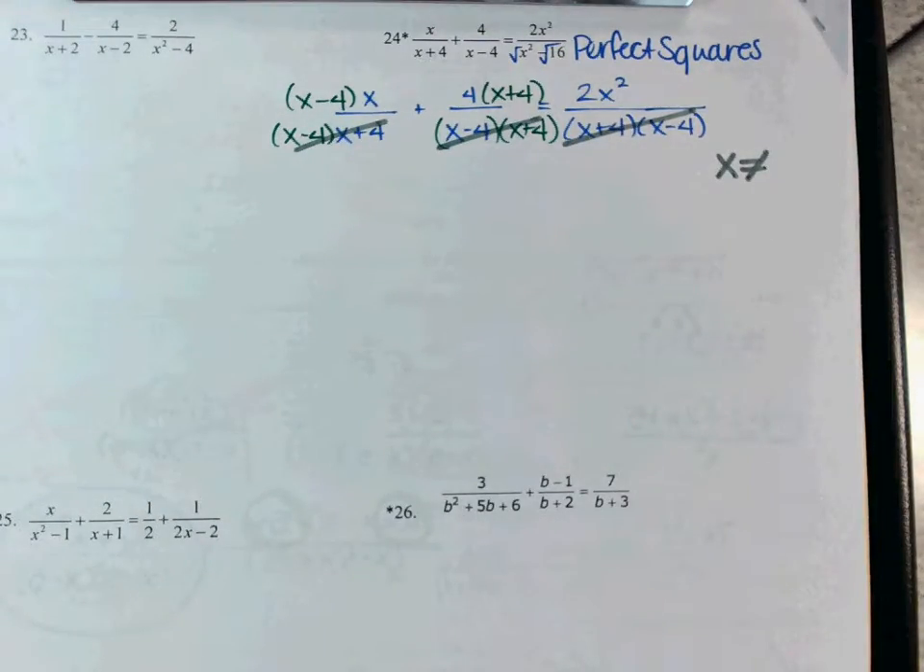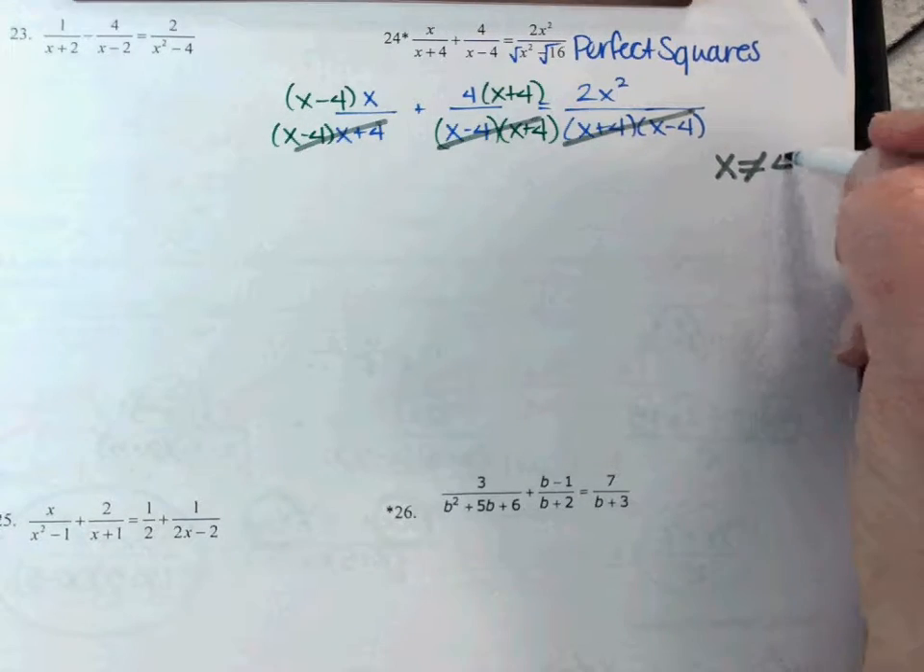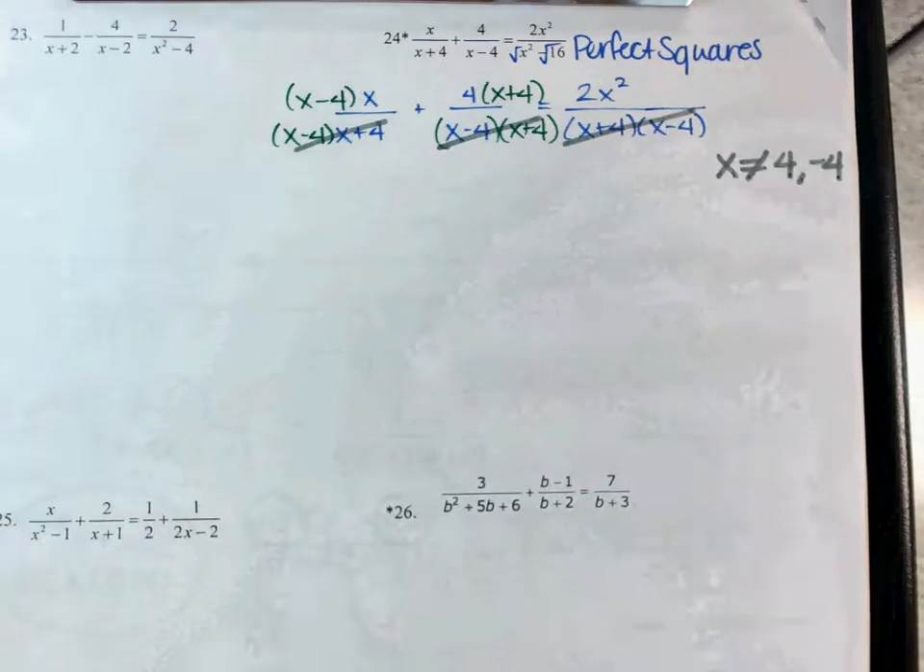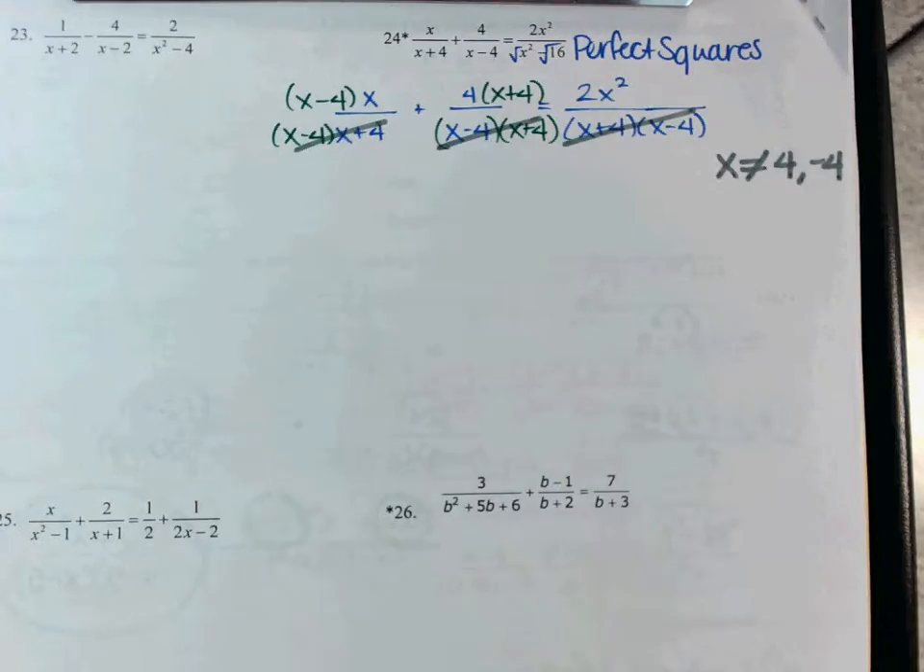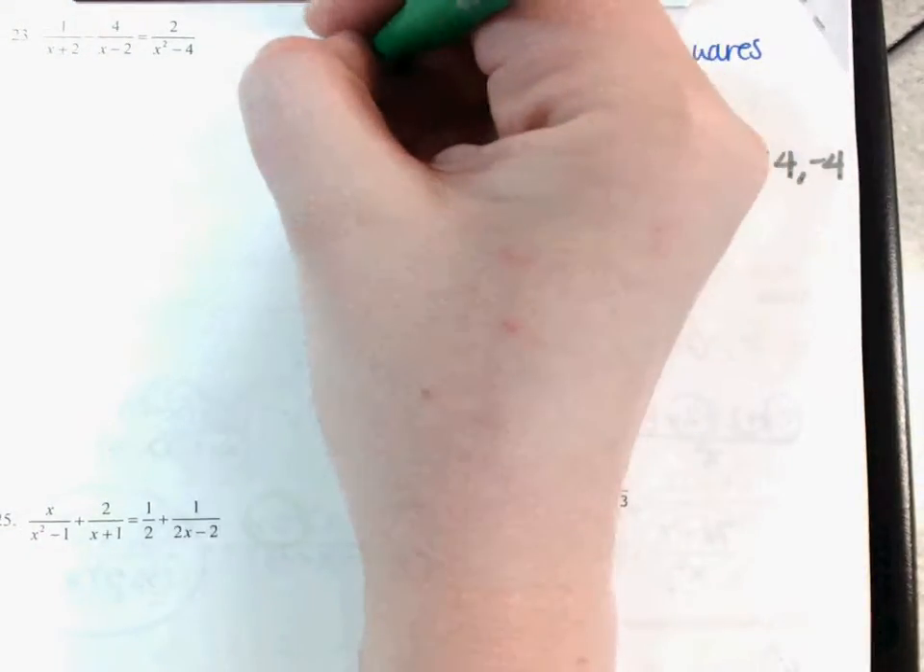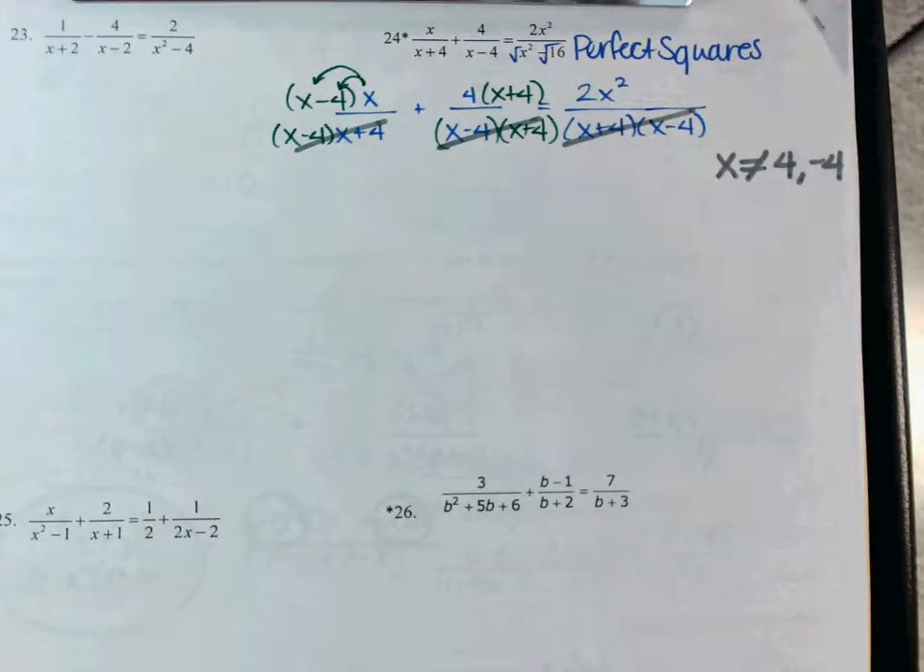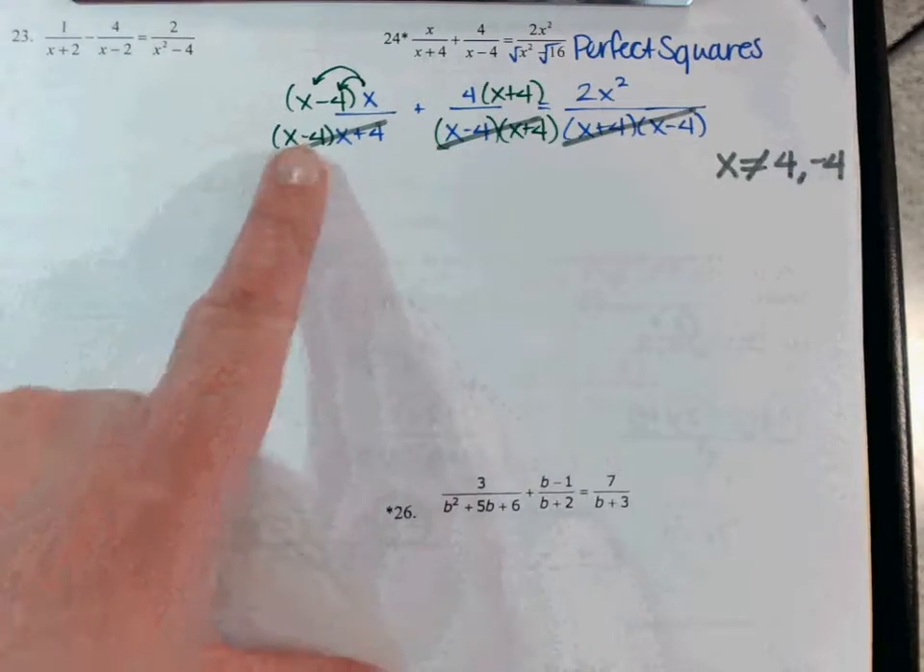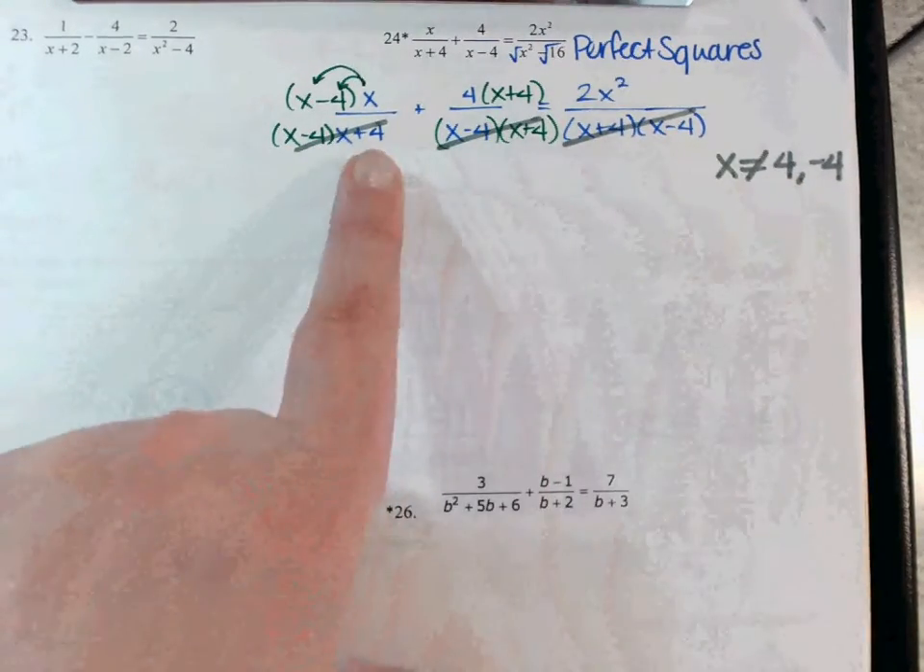What can x not equal? If you come down with 4 or negative 4, you crossed it out. It can't equal any of the numbers you cross out from the bottom. So if I cross out a minus 4, it's a plus 4. Cross out a plus 4, it's a minus 4.